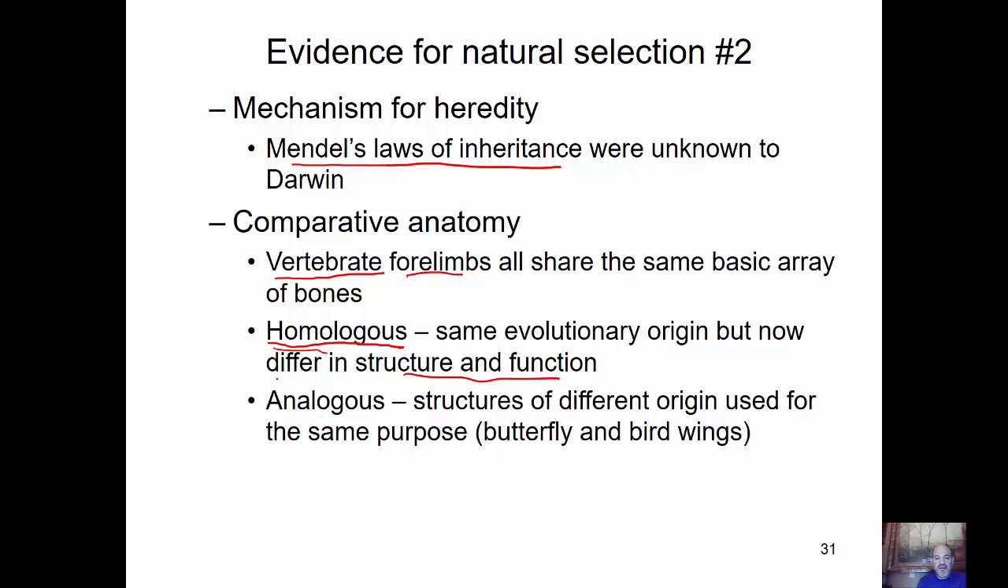And this should be considered alongside analogous structures, which are not the same thing. These are structures that have a different evolutionary origin, but are used for the same purpose. An example is the butterfly wing and the bird wings. The bird wings, their bones in there are more like our bones and are shared from an ancestor if you go back far enough, but the butterfly wings don't even have those bones inside their wings. They have wings for flying, which is similar to birds, but they don't have the same ancestry.